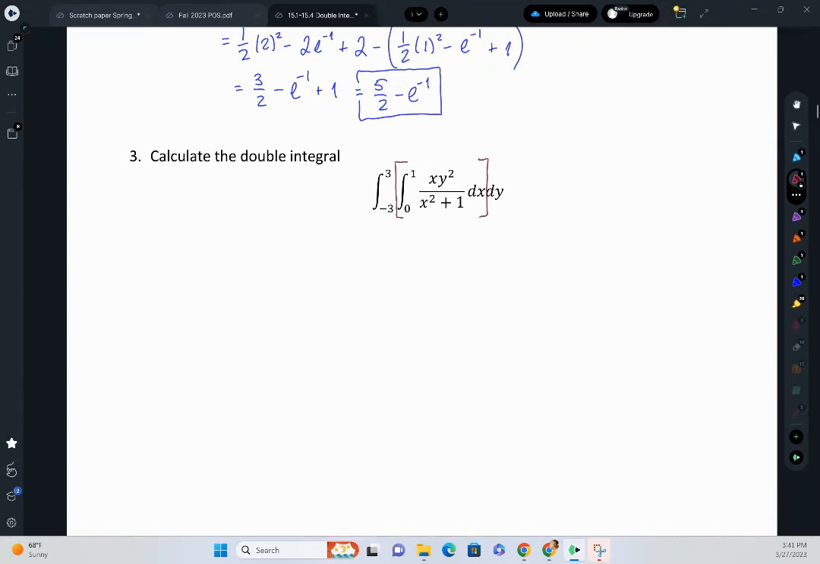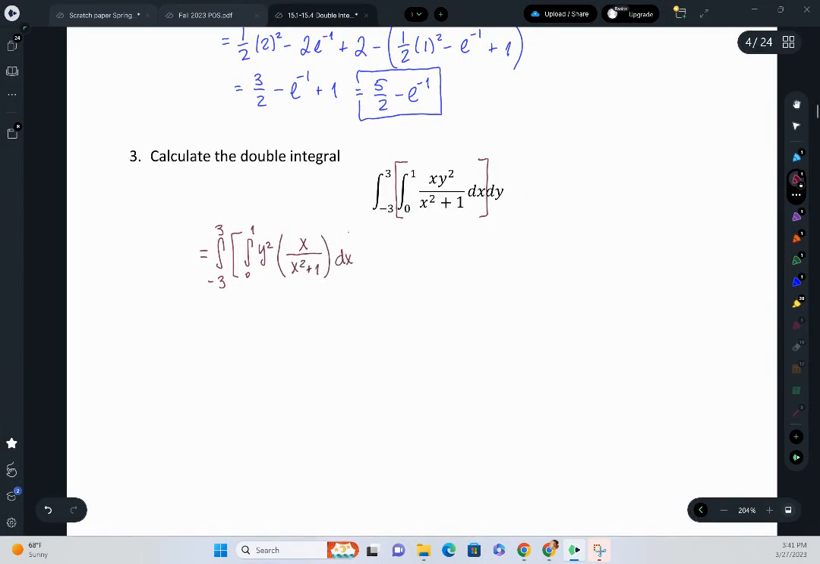Now, what may be helpful for some of you is to maybe rewrite the integrand so that you can see things a little bit more clearly. This is equal to the integral from minus 3 to 3 of the integral from 0 to 1 of, and now I'm going to factor that y squared out and leave behind an x over x squared plus 1. And then there's my dx, my bracket, and my dy.